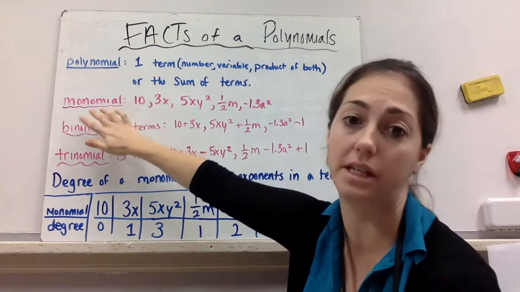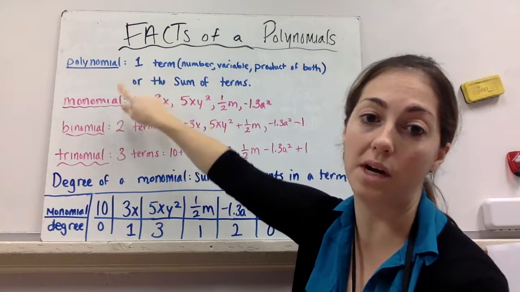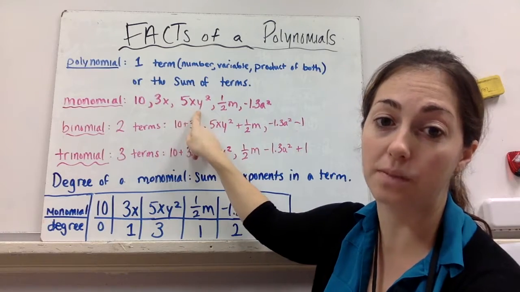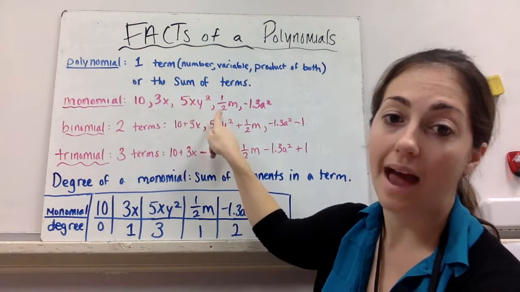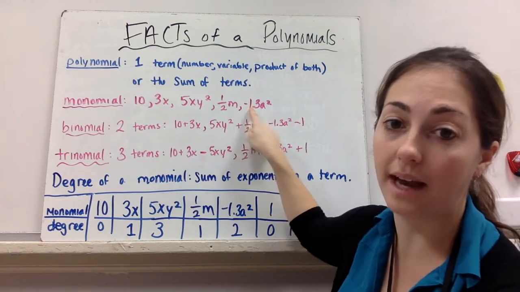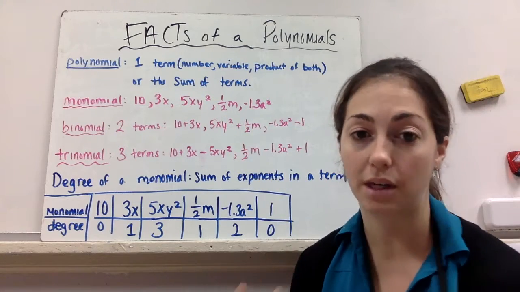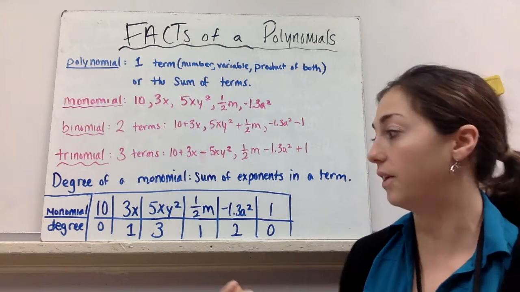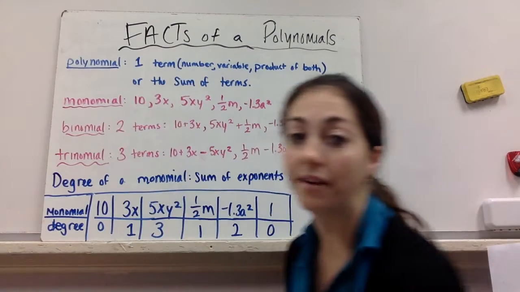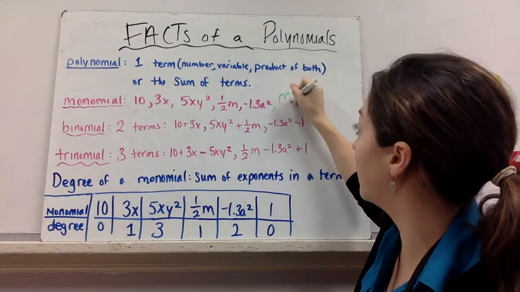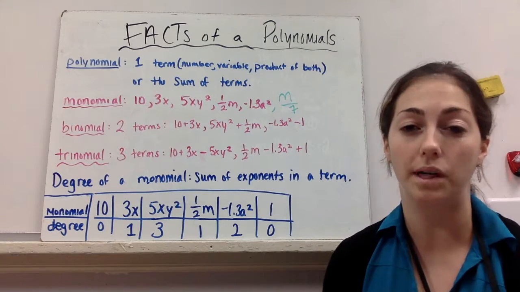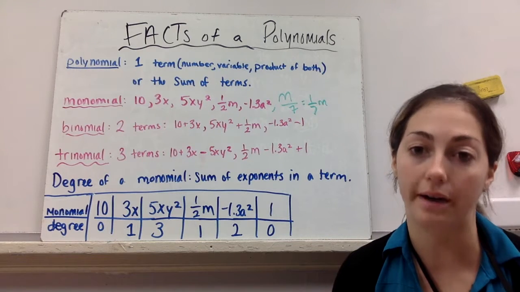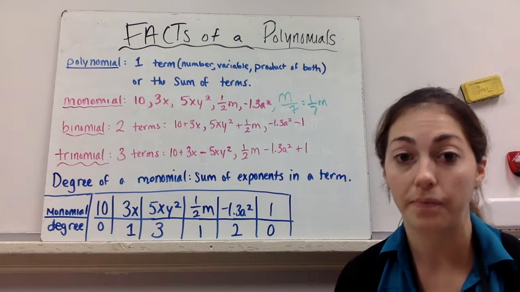For example, the first thing that you need to know is a monomial, which is that one term, right? A number like 10, 3x, 5x, y squared, that's still one term. Half of m, one term. Negative 1.3a squared, it's still one term. So we can have decimals, fractions, as long as they're being multiplied by that variable. In fact, you could even have the variable being divided by something like m divided by 7. That's still one term because that's equivalent to 1/7 times m. So it's still a product of a number and a variable, one term only.